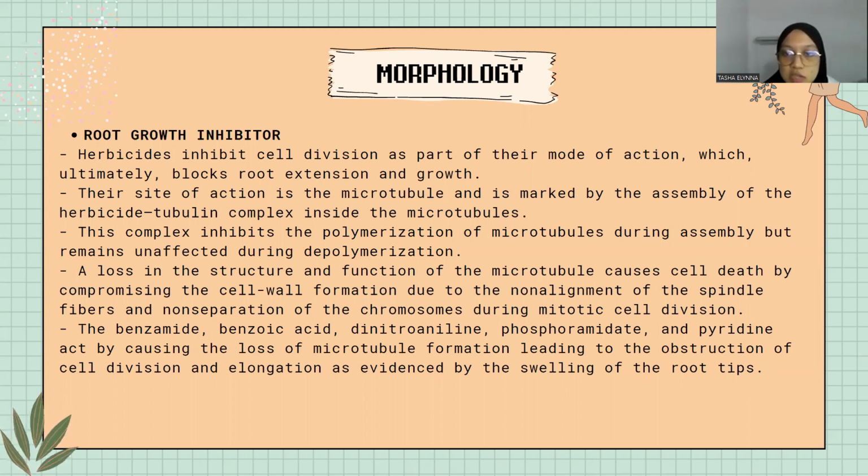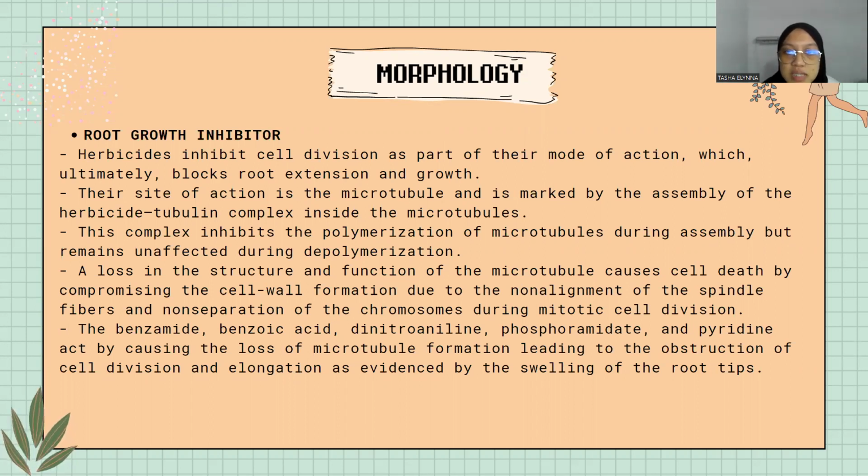A loss in the structure and function of the microtubule causes cell death by compromising the cell wall formation due to the non-alignment of the spindle fibers and non-separation of the chromosomes during mitotic cell division. The benzamide, benzoic acid, dinitroaniline, phosphoramidate, and pyridine herbicides act by causing the loss of microtubule formation, leading to the obstruction of cell division and elongation, as evidenced by swelling of the root tips.